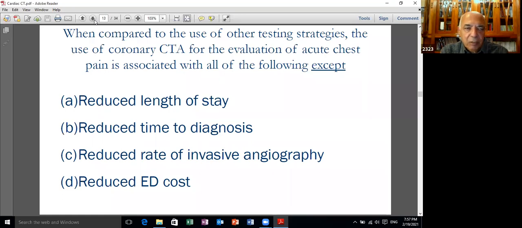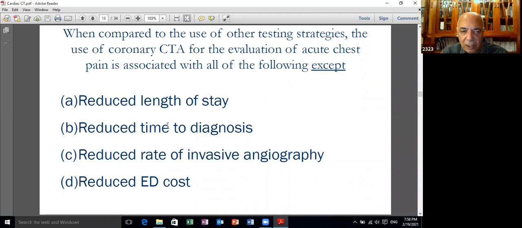So let's go to the next question. When compared with the use of other testing strategies, like, for example, coronary MPI, the use of CTA for the evaluation of acute chest pain is associated with all of the following except: reduced length of stay, reduced time to diagnosis, reduced rate of invasive angiography, or reduced emergency department cost. So the correct answer here is C. Actually, you get reduced length of stay in the emergency department and in the hospital in general.